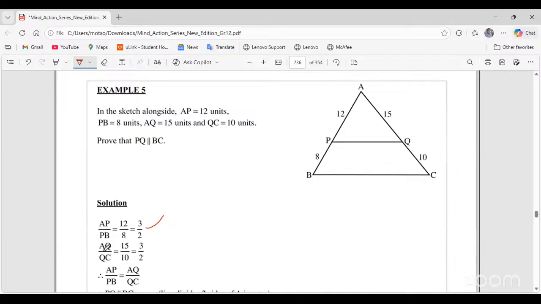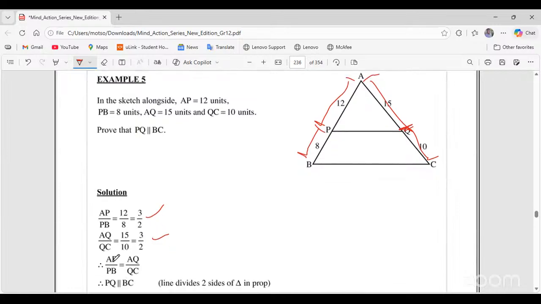Then you go to the other side, because we took it from there up to this part, and then from here to down there. You would also do the same thing on the other side. You take it from up there to the middle, from the middle again to the bottom. Then what is AQ over QC? It gives me 15 over 10, which is still 3 over 2.